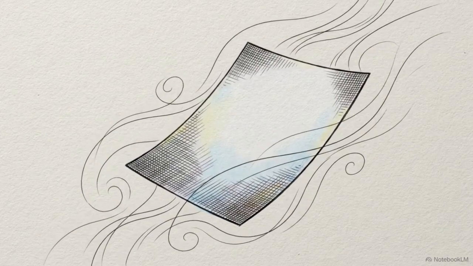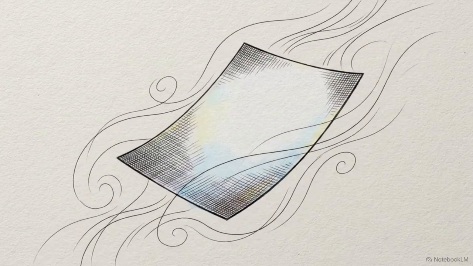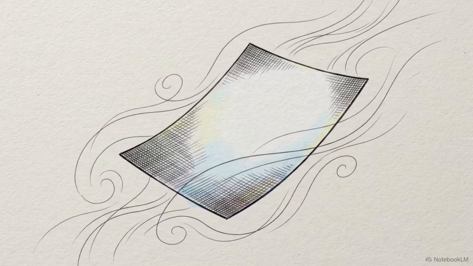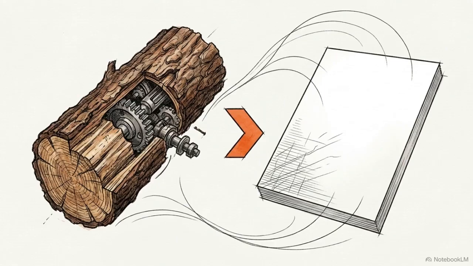Standard printer paper is thin, smooth, and flexible. But to produce a single sheet, the process must begin with a massive, rugged tree. Bridging that physical gap requires a vast industrial operation.